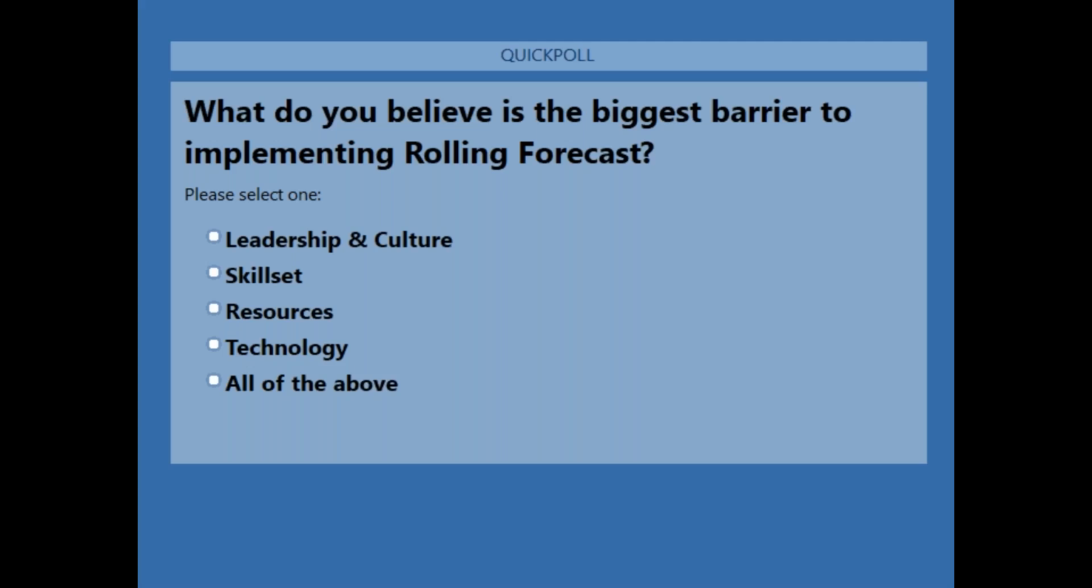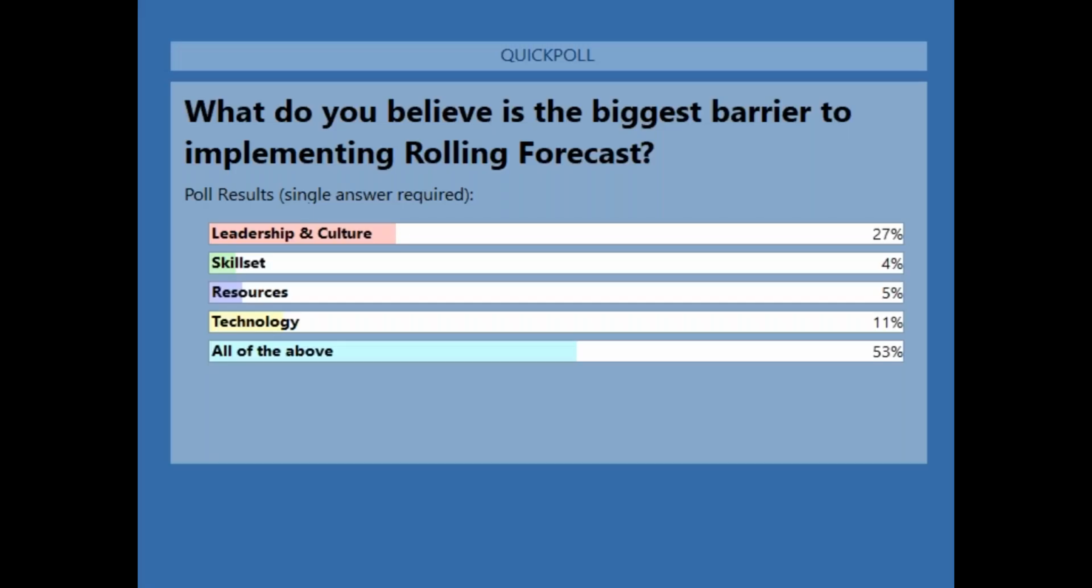If you can vote, please give it another 15 seconds. Leadership and culture first, skill set second, resources third, fourth technology, and fifth, all of the above. If you can vote, please give it another 5 seconds or so, and then I will close it. I'm now going to close it, and I'm now going to share it with our audience.